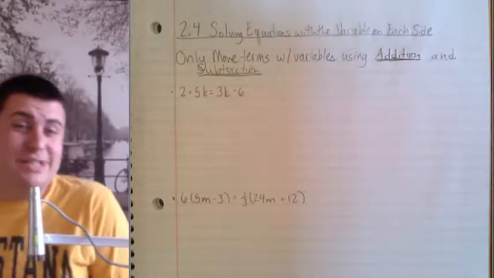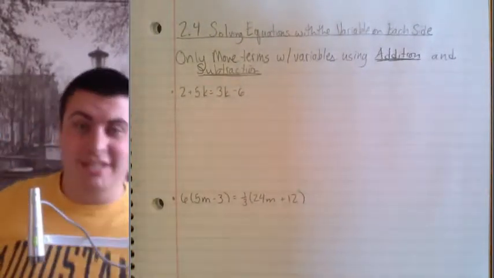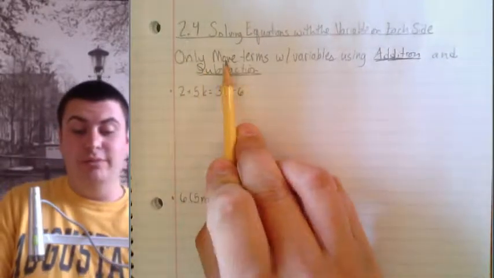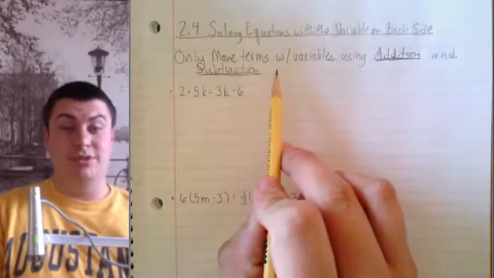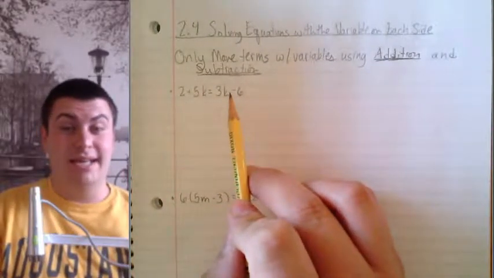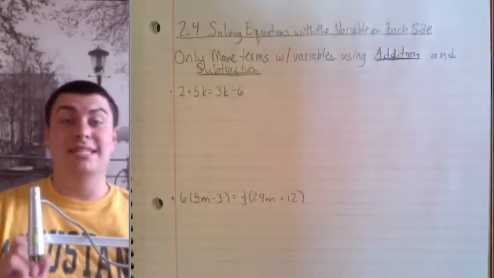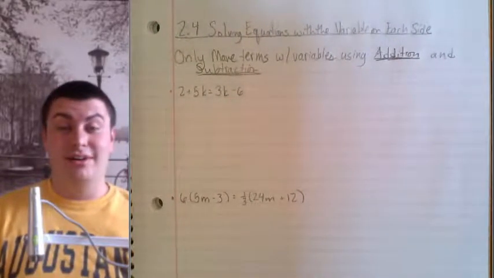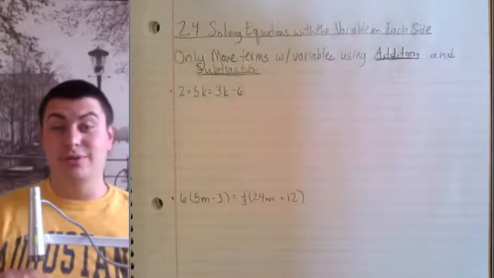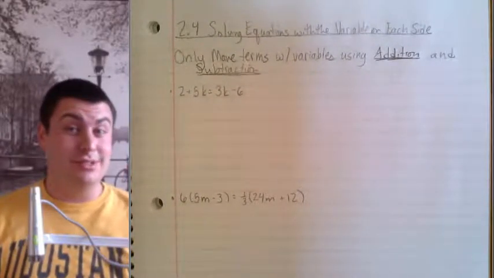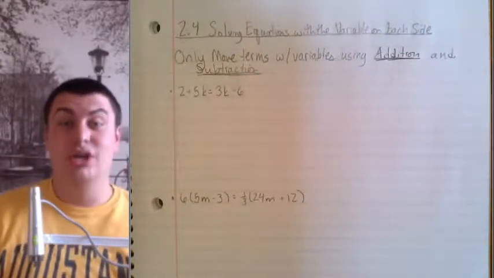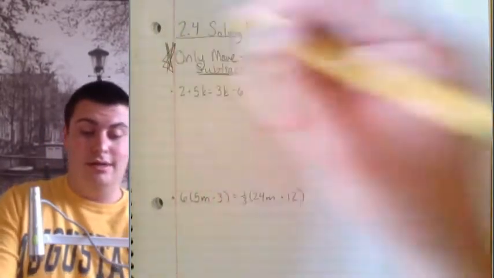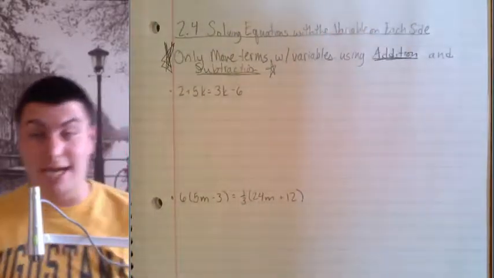We're going to be solving equations with variables on each side of the equal sign. One careful thing to take note: we can only move terms with variables, like this 5k or this 3k, to the other side using addition and subtraction only. Never will you move or do anything with a term with variables by multiplying or dividing it. You're always going to add or subtract.